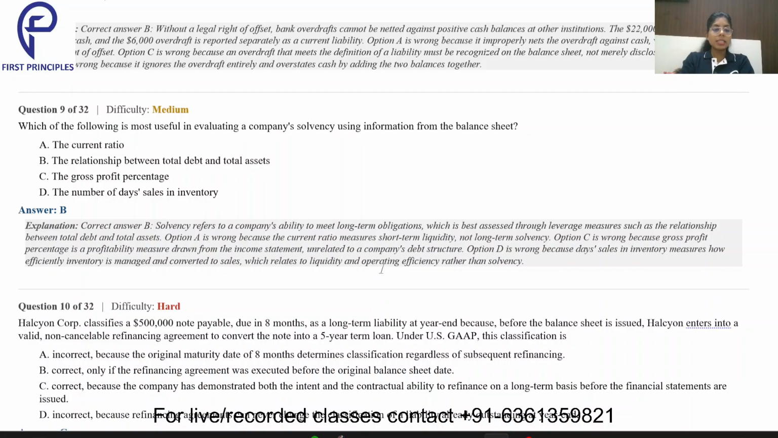Then the number of days sales in inventory. Is this the correct answer? No, because we cannot measure with the help of this how often you will turn over your inventory, or how often your inventory will convert into sales. That's what option D is talking about, and that is nothing related to solvency.